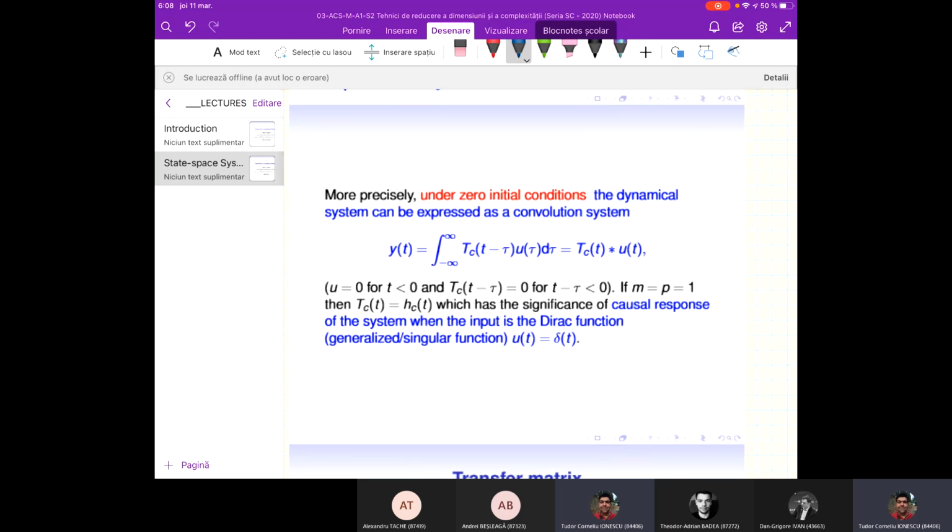Hmm? Do you remember about convolution? Do you have any recollection of convolution?